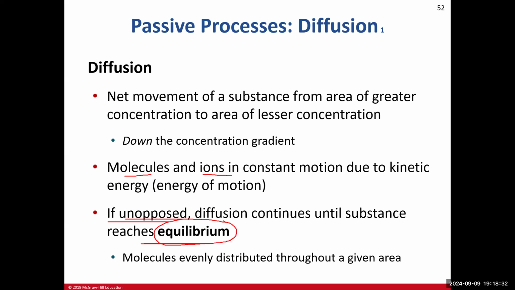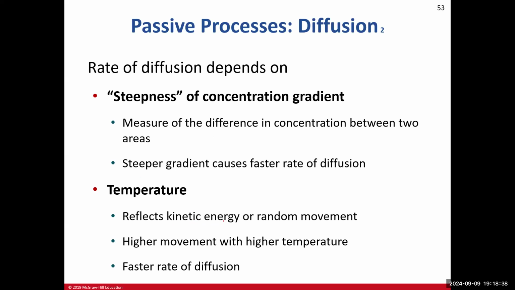That's what the cells are trying to achieve, but we'll talk about why that doesn't happen in some cases. All right, so when we talk about diffusion, we can speed it up or slow it down. The rate of diffusion relies on two things. One, the steepness of the concentration gradient. Is there a big difference between those two areas that we're talking about?